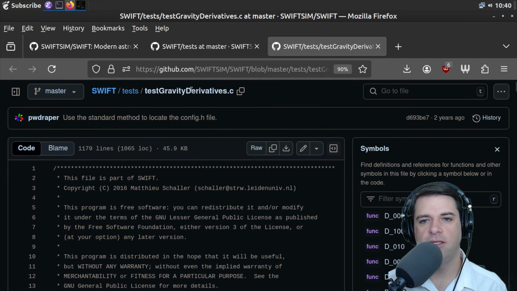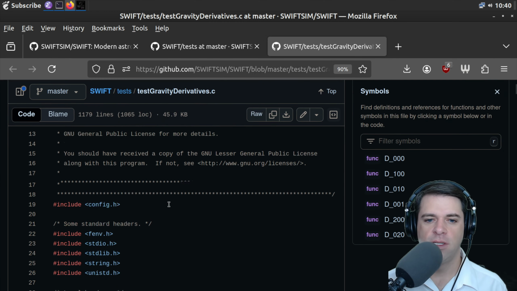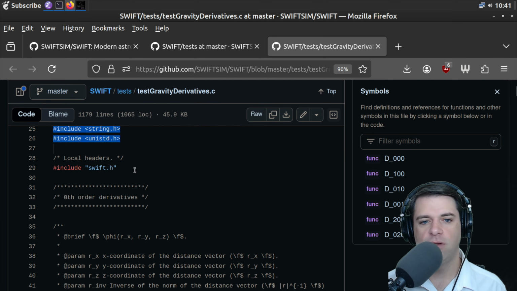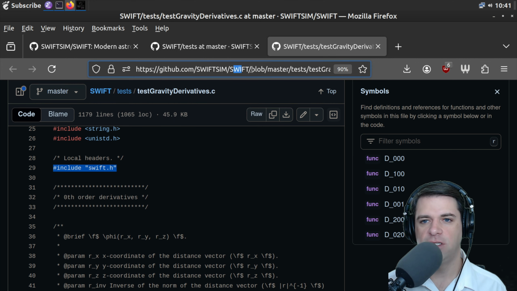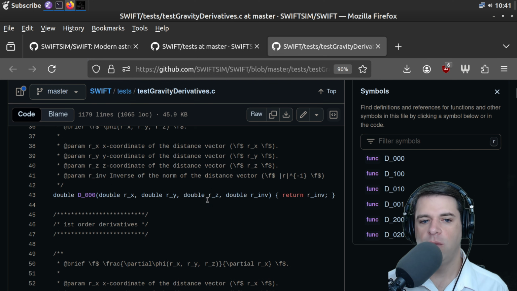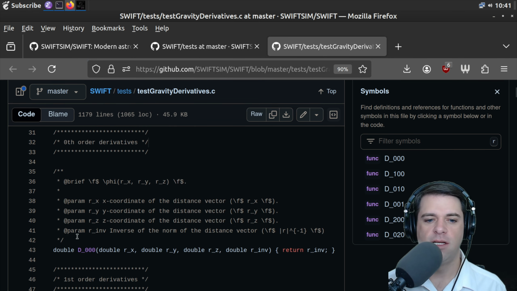But here's one test for test gravity derivatives. We have some standard headers. These are indeed standard headers. We're including Swift, which is the name of the physics thing that we're using, not the Swift language. And we have this thing, double D000. And this, I guess, brief is some indication that this is like a brief comment. This is presumably going to render in math mode. Maybe that's what /F$ means.